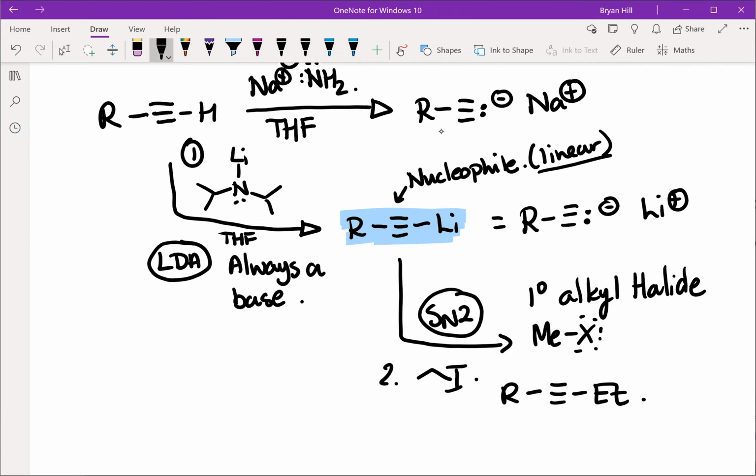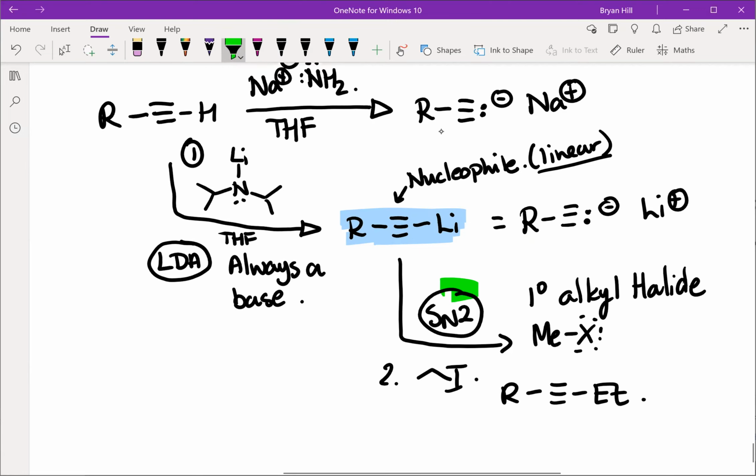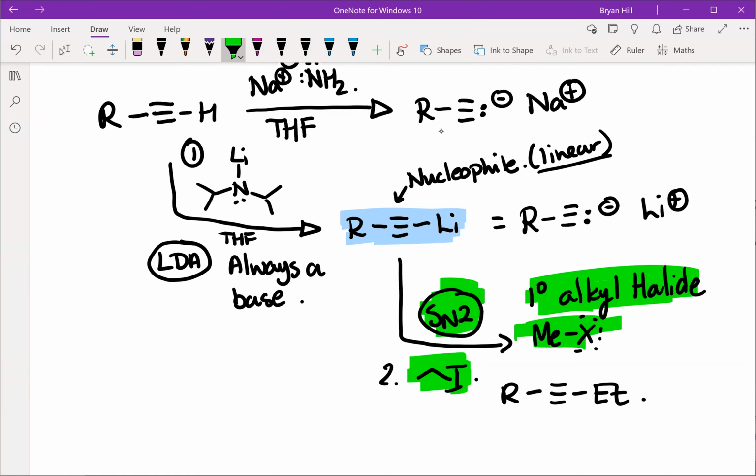All right, so just take a look back at some of your SN2 reaction type of things. Just refresh your memory that it's primary alkyl halides and methyl. And it's really just a 2-step little process how to do that.